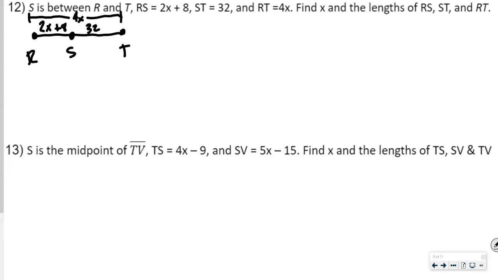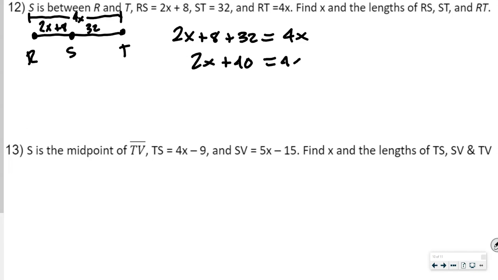Okay, so now we're going to do the segment addition postulate. So we're going to do 2x plus 8 plus our 32, and that's going to be equal to our 4x, okay? So we're going to combine our 8 and our 32. That's going to give us 2x plus 40 equals 4x. So we're going to subtract 2x from both sides. So 40 is equal to 2x. Divide both sides by our 2. So x is equal to 20.